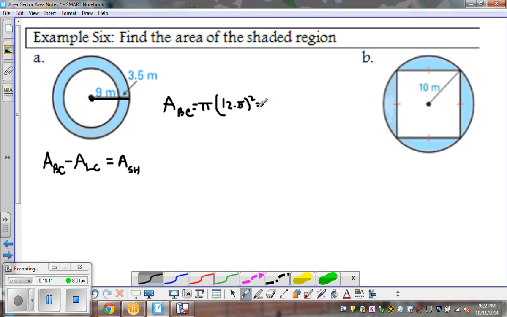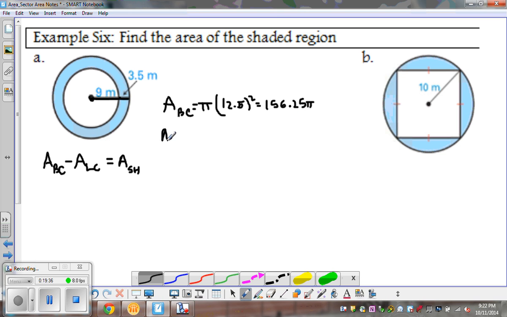All right, so let's just go back through. Let's put it in the exact terms. It's a lot easier to deal with when it's in the exact terms. All right, so if I were to take 12.5 squared, that's 156.25 pi. All right, 12.5 squared is 156.25. I'm just going to leave it in terms of pi. It's a little bit easier to deal with and subtract when you leave the pi there. All right, so that's the area of my big circle.